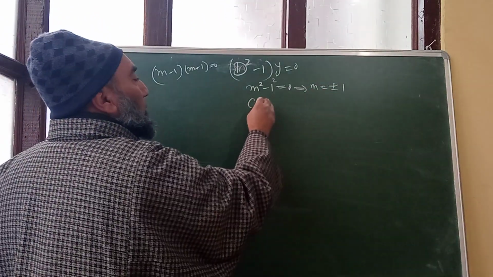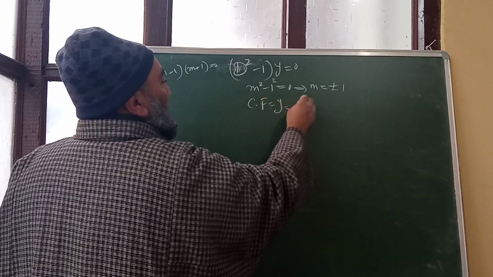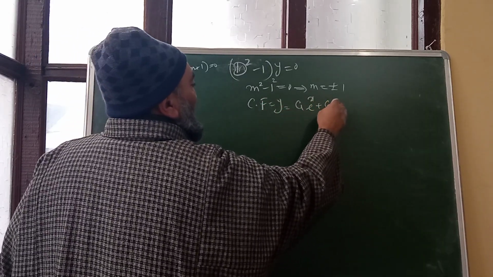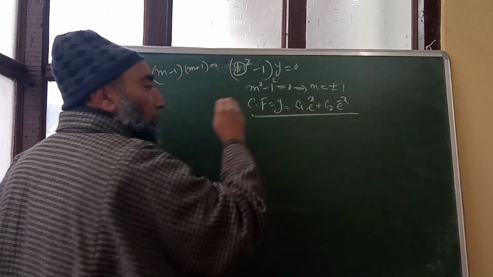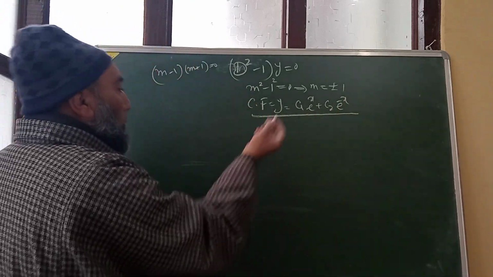So what is the complementary function? c1 e raised power x, c2 e raised power minus x. Finish. Let us have one more question.